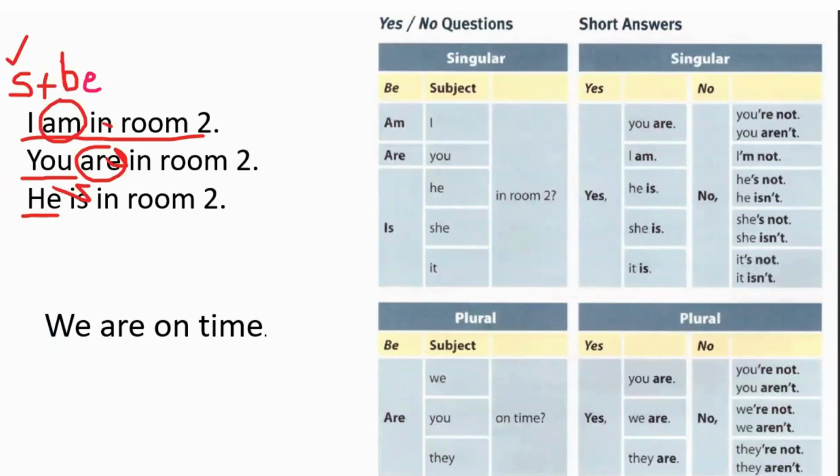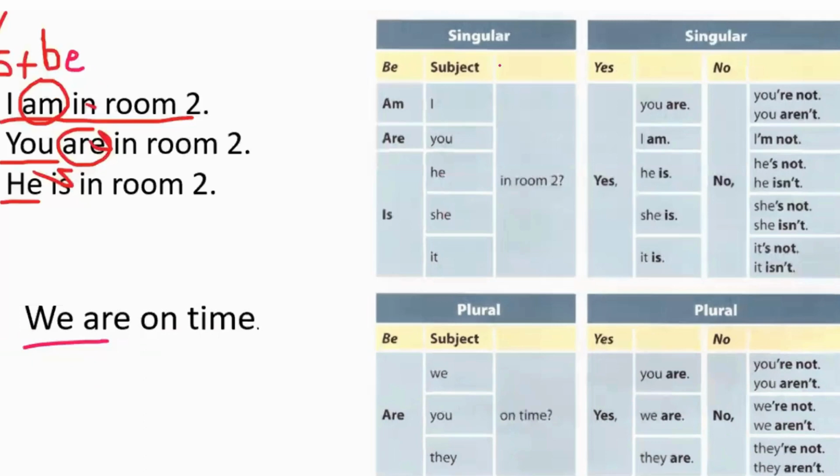So in this case, where the subject is plural, the formula is the same. We are on time. Subject plus be. Now let's look at this table for yes or no questions.